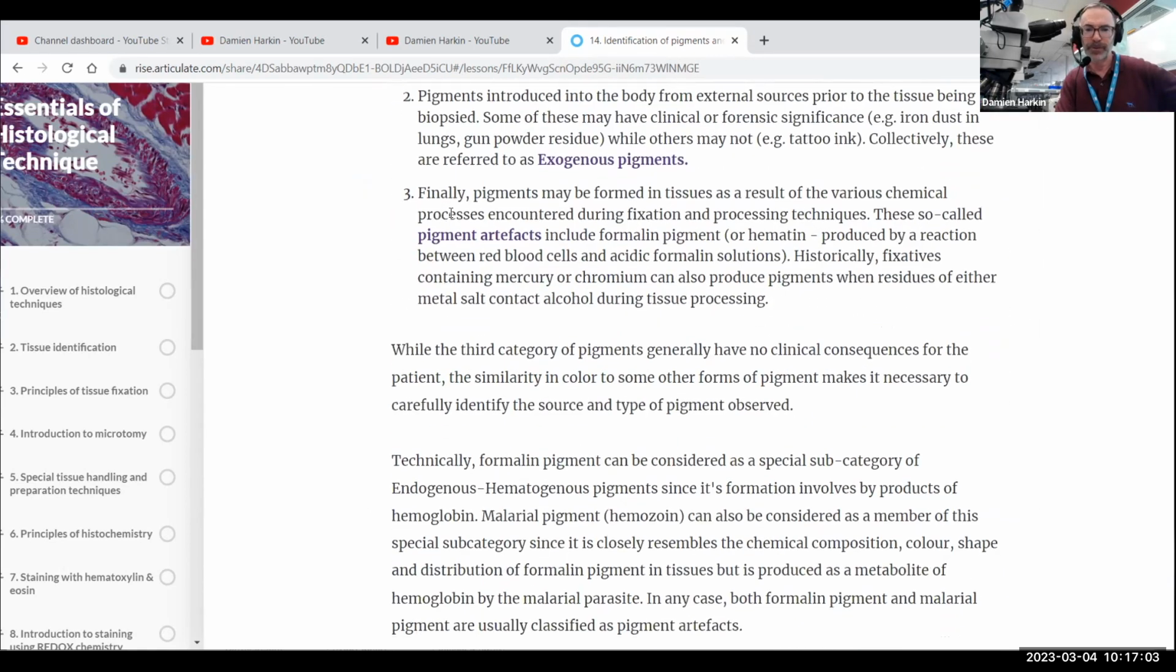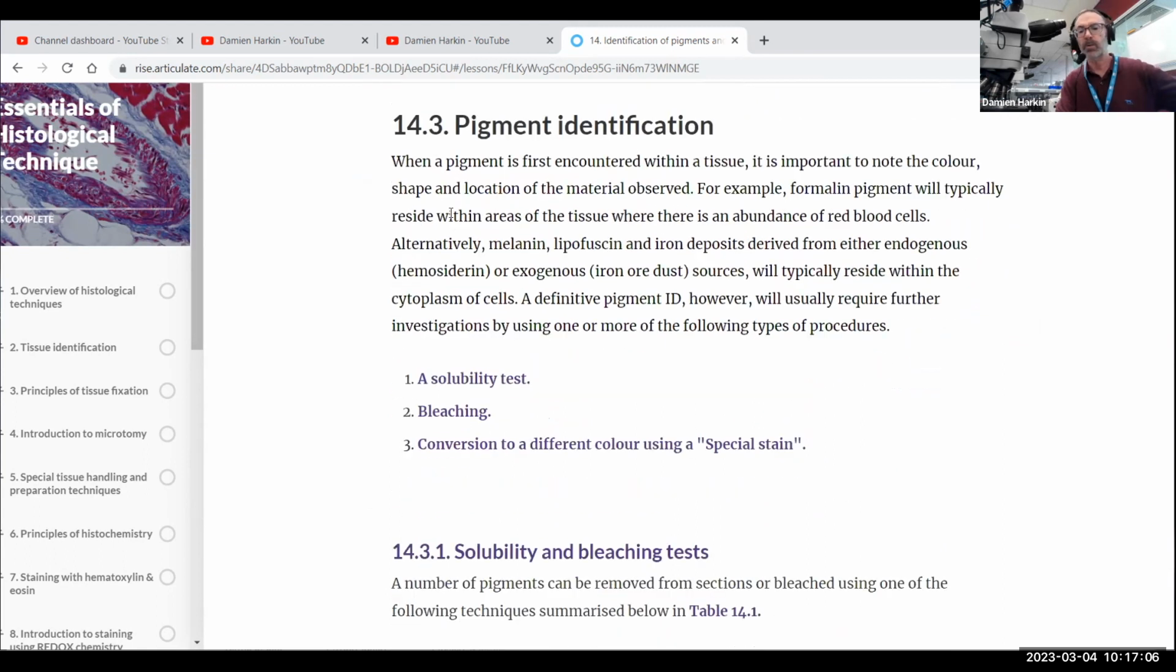And thankfully there is. So just very broadly, what are the things that you can do to help you to identify pigments within tissue? Well, we can define them as either being solubility tests, that is to dissolve, to remove the pigment; bleaching, as we'll see today in the case of melanin pigment; and the ones that we'll look at in the next video, conversion to a different color using a special stain, although correctly speaking, it's a reaction.